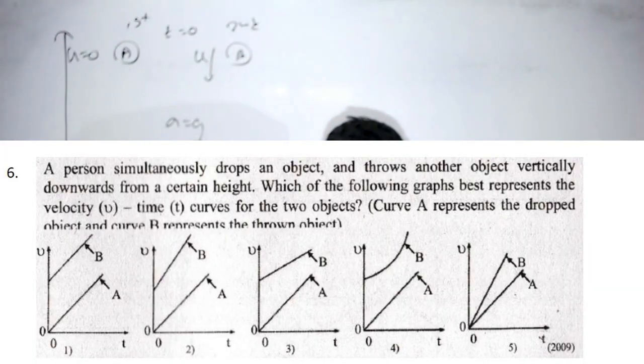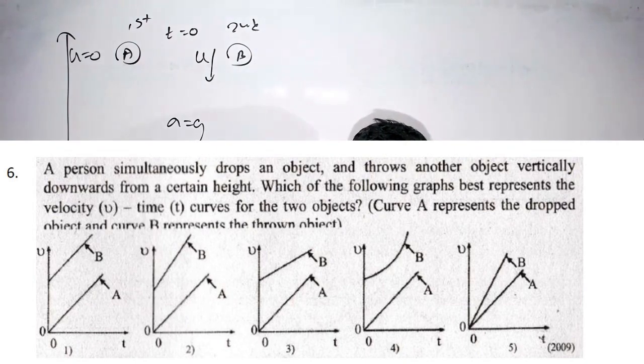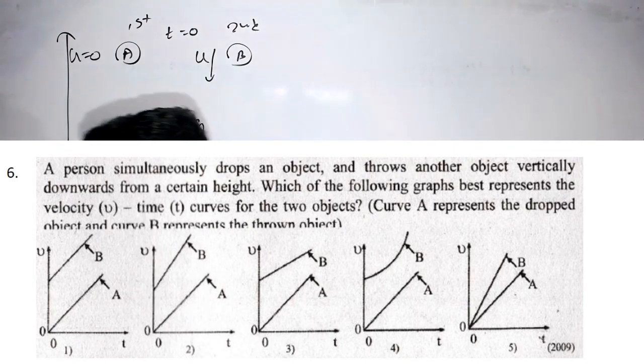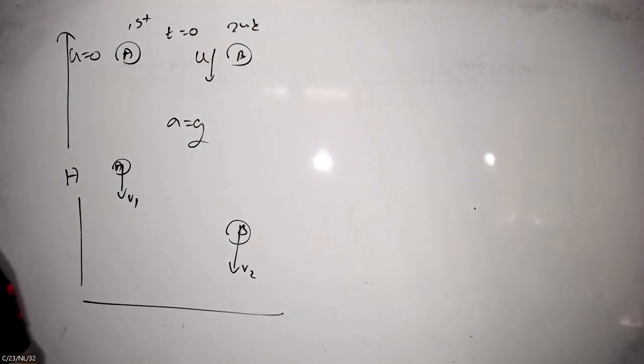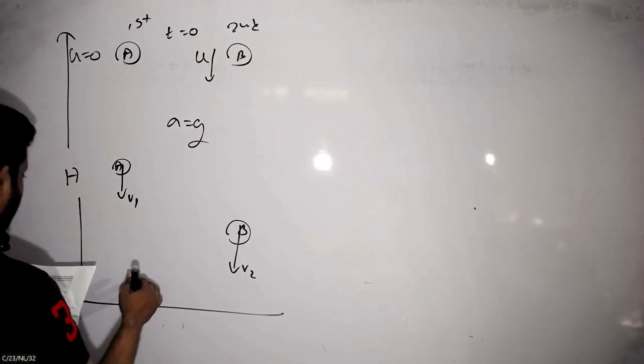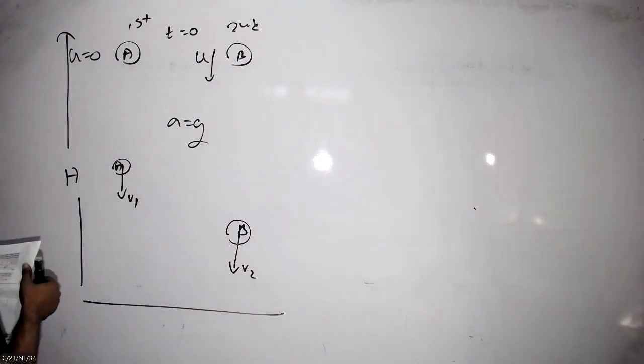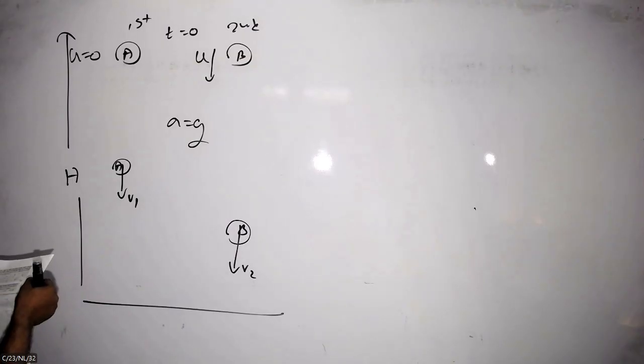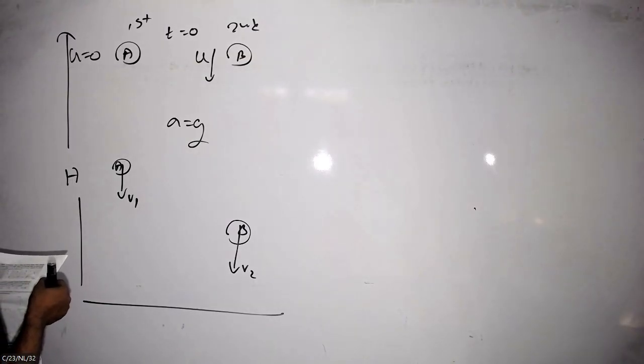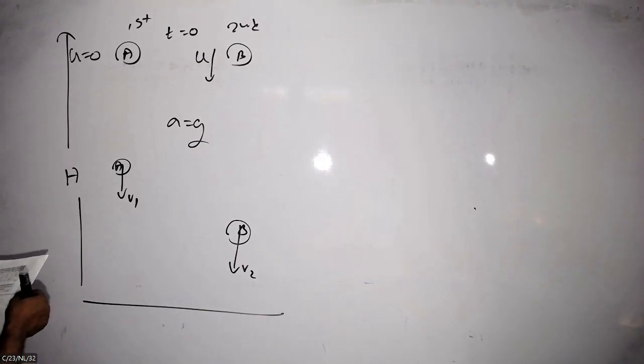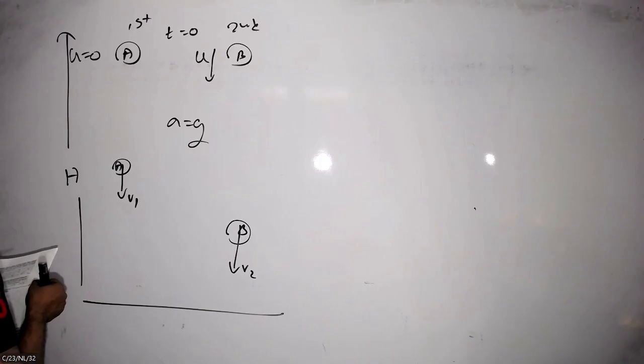Let's see the answer for question number 6. A person simultaneously drops an object and throws another object vertically downwards from a certain height H. Which of the following graphs best represents the velocity-time curves for the two objects? Curve A represents the dropped object and curve B represents the thrown object.